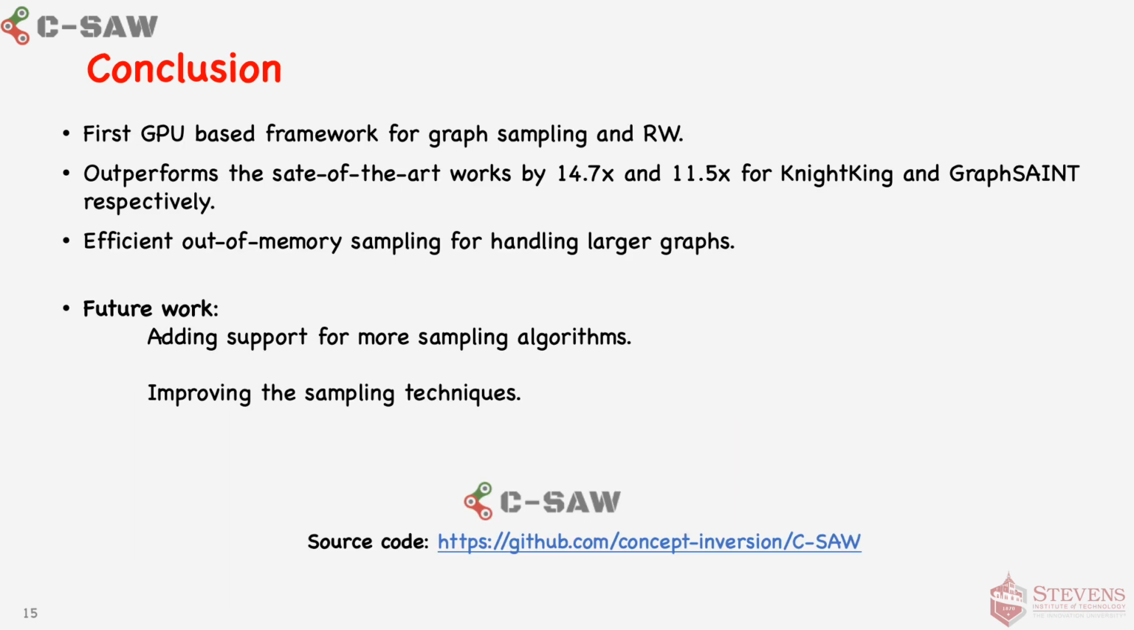In conclusion, Seesaw is the first generic GPU-based framework for both graph sampling and random walk. Seesaw outperforms both state-of-the-art implementations by 14.7 times and 11.5 times for NightKing and GraphSynth respectively. Seesaw also provides efficient out-of-memory sampling for handling larger graphs. For future improvements, we will be adding support for more sampling algorithms and improving the existing sampling techniques. The source code of Seesaw is open source on GitHub.